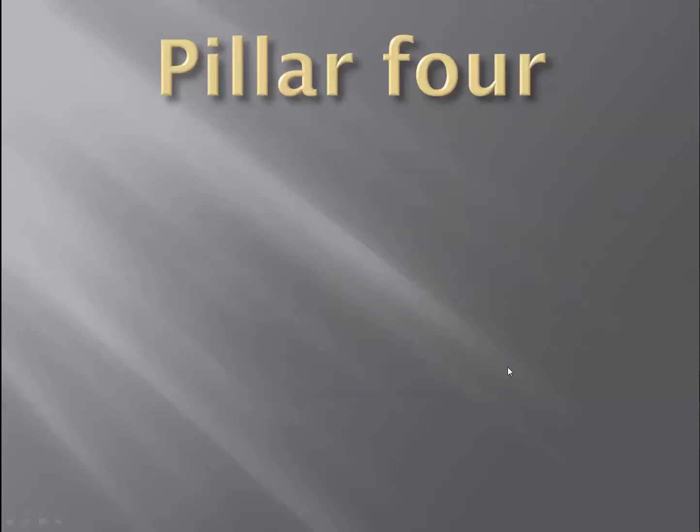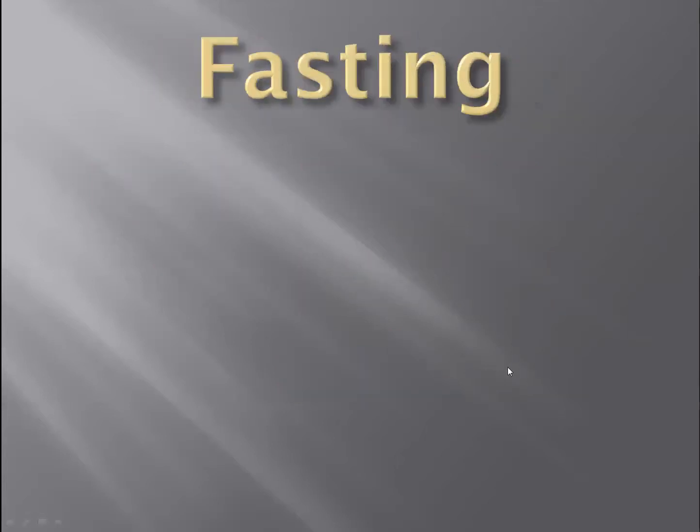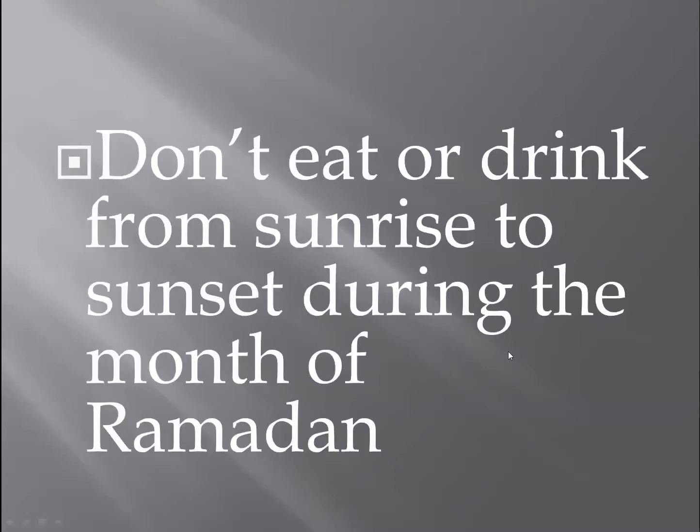So, pillar number 4 is known as fasting, and fasting means you don't eat. And in this case, they do not eat or drink from sunrise to sunset during the month of Ramadan. Now, don't get this wrong on the test. Don't write that they don't eat or drink for a month, because then they would be dead. If you don't eat or drink for a month, you're not going to be alive. No, it's that they don't eat or drink from sun up until sundown.